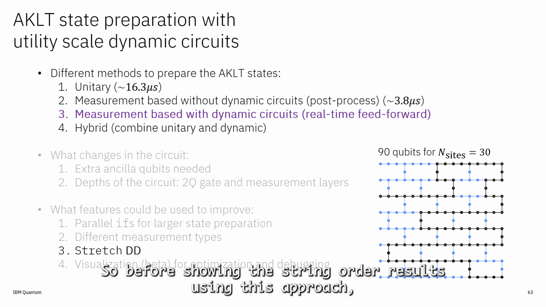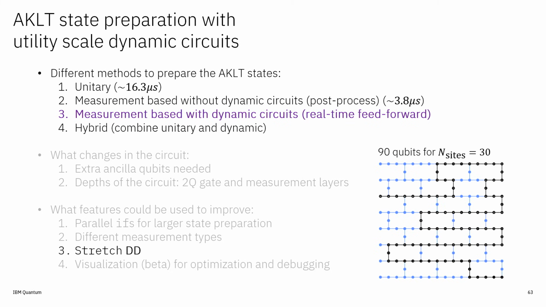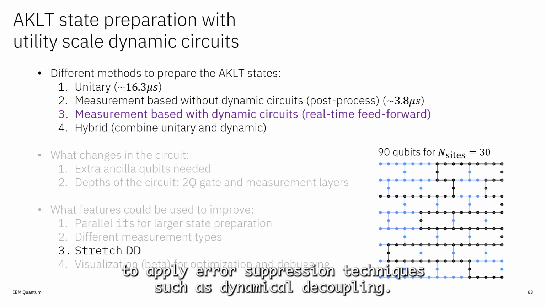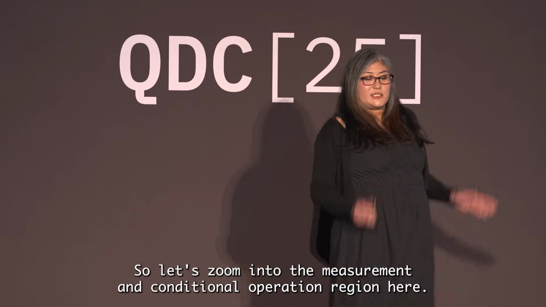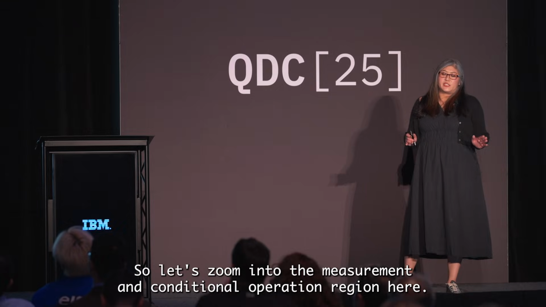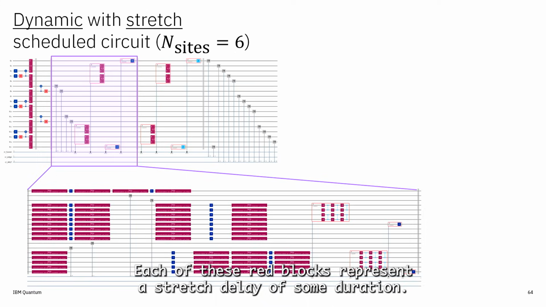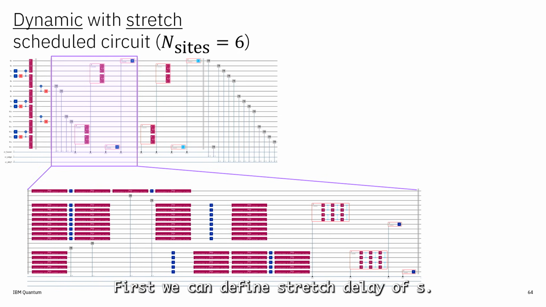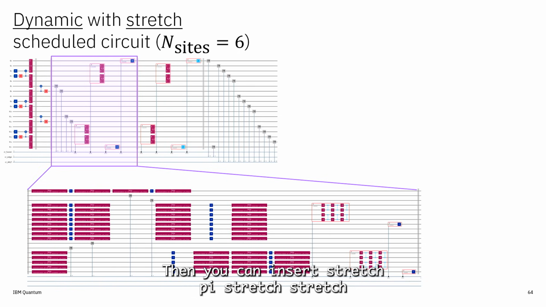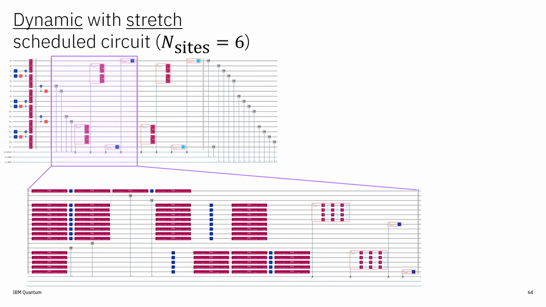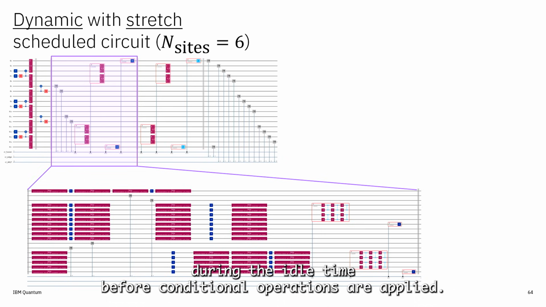So before showing the string order results using this approach, I want to introduce how you can use stretch instructions to apply error suppression techniques such as dynamical decoupling. Okay, so let's zoom into the measurement and conditional operation region here. Each of these red blocks represents a stretch delay of some duration. First, we can define stretch delay of S. Then you can insert stretch, pi, stretch, pi, stretch to apply a 2-pulse dynamical decoupling sequence during the idle time before conditional operations are applied.